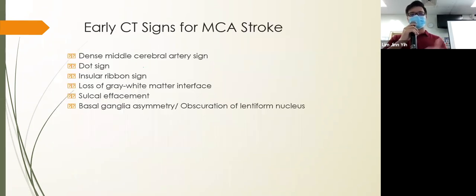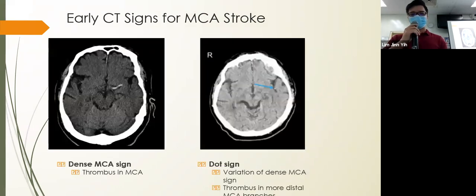There are a few signs to let us know early infarction in MCA stroke. So first sign is the dense MCA sign, which indicates a thrombus in the MCA. There's a variation of that called the dot sign, it's similar, but instead of a line, it's just a single dot. This indicates the thrombus might be more distal in the MCA branches.